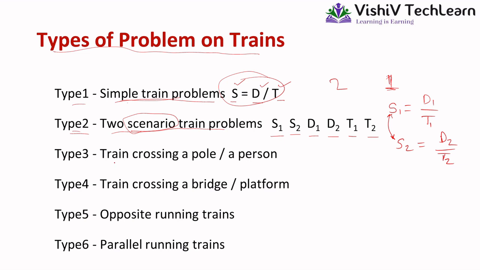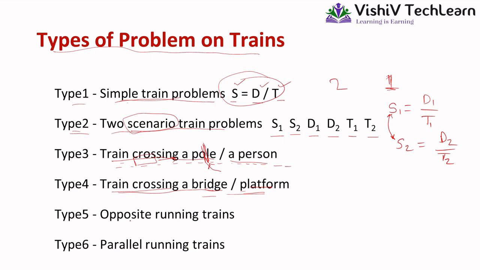In type 3, we have a train crossing a pole or a person. There will be a railway track, and on this railway track a train will be going, and there will be a pole in between. This is the situation of a train touching the pole and crossing it completely, a train crossing a pole. The next type is a train crossing a bridge. Instead of a pole, there will be a bridge or platform which has a considerable length. These examples we will also see.